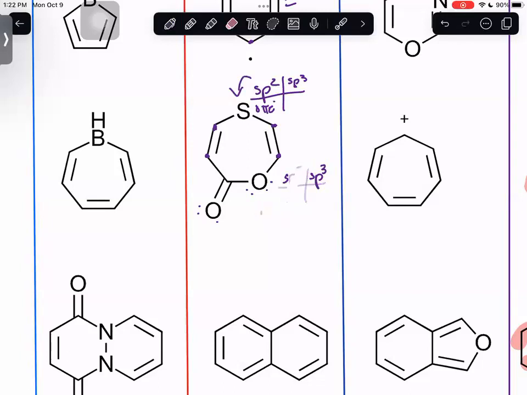That gives you 8 pi electrons, which is anti-aromatic. And then if it's sp3, non-aromatic. So what's gonna be the final answer?